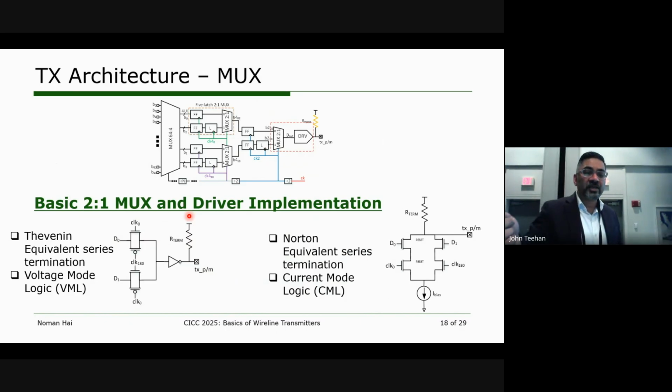Professor Ali already mentioned the Thevenin and Norton equivalent circuit. Exactly the same concept applies here. We can send the data using a Thevenin equivalent circuit, which we call voltage mode logic, or through a Norton equivalent, which we call current mode logic.